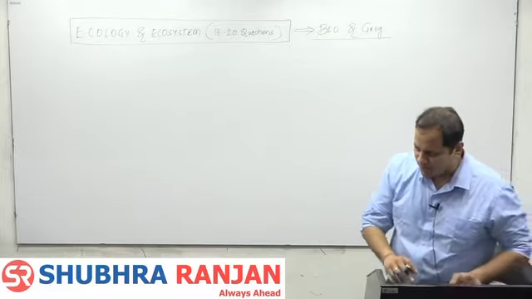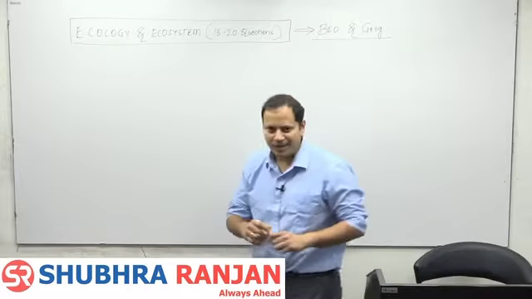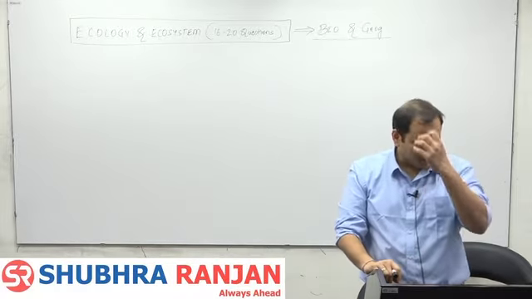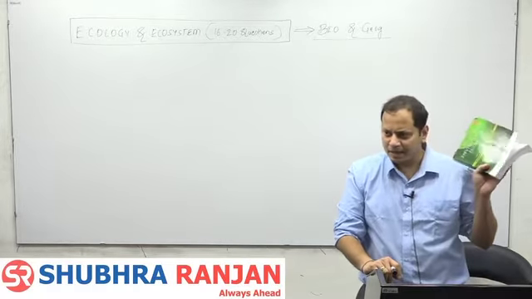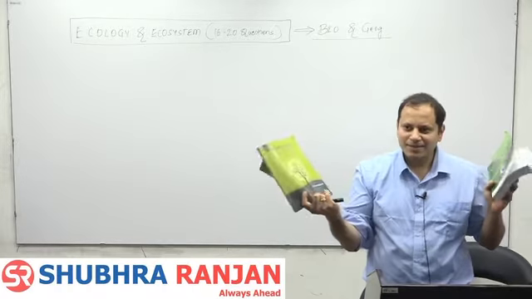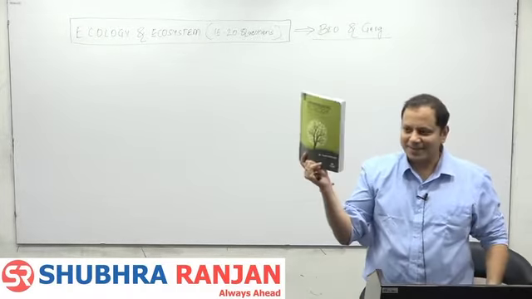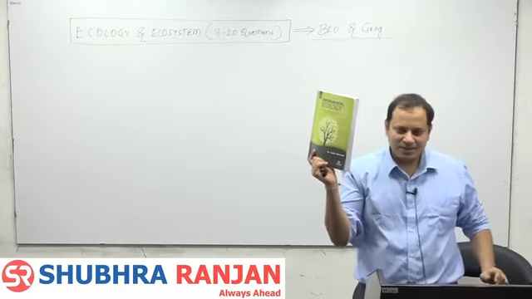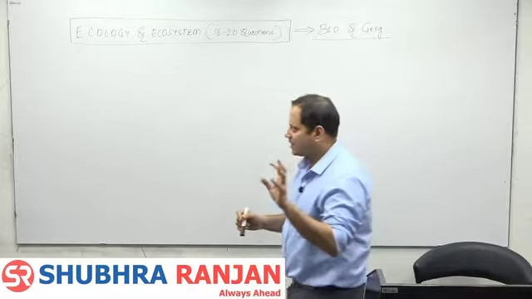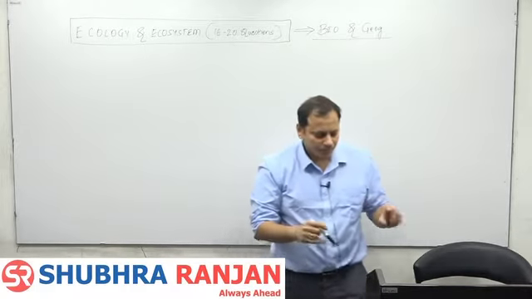There are 3 books of environment and ecology. Now, which of them are you having? One is Shankar IS. Someone may be having R. Rajgopalan. Someone may be having the environment and ecology book, and someone will have Shankar IS. Choice is yours. Which book to read? I'll just tell you how to read it.